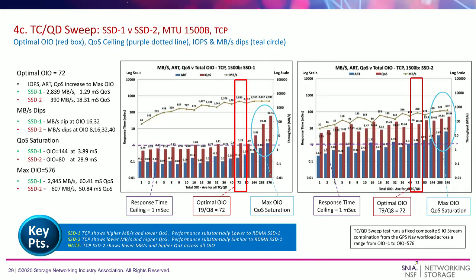So in the previous slides, you saw RDMA staying at 4 to 5 milliseconds, but for TCP going up to 60. And for SSD2, it didn't really matter. All the megabytes per second were in the low 600s, and the high response times were around 50 milliseconds.